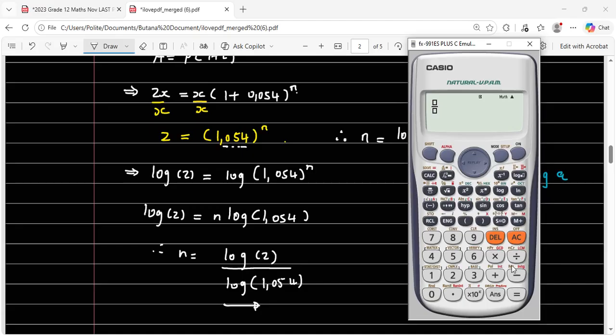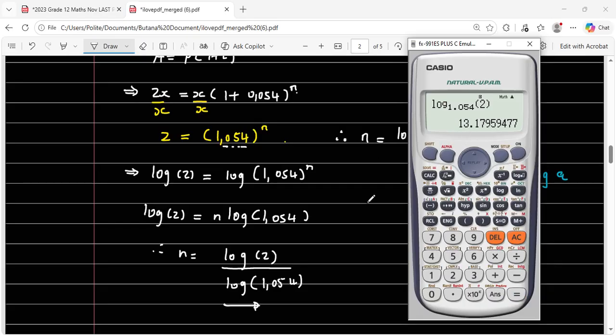The log 2 on top over the log of 1.054, close the bracket. This gives us 13.18 if we round it off. Let's go and test that one. The log of the base, which is 1.054, and this is 2. They should give us the same answer.